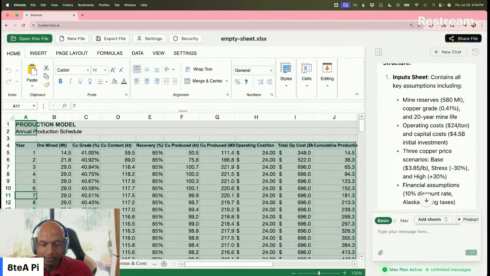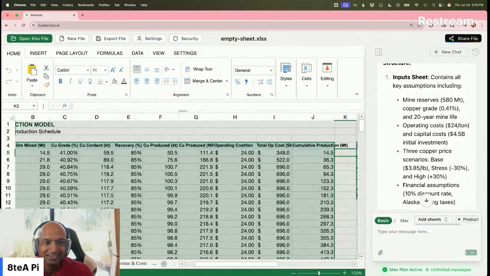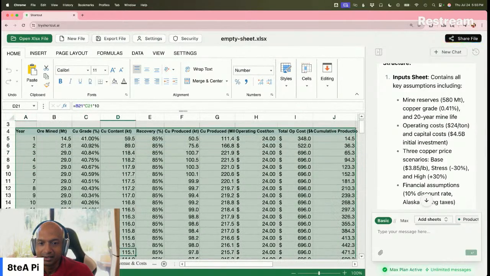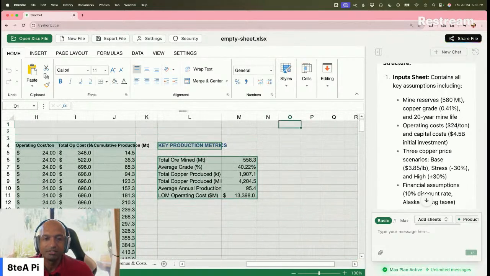So let's see. Year one, ore mined, copper grade, copper content, 59.5 kilotons. Ore mined, 14.5, 59.5 kilotons. That's a lot. Your recovery, 85%. Copper produced 50.5 kilotons. That's a lot. Cumulative production, 14.5. Operating cost. All right. Goes on. Total ore mined, 558. Average grade, 40 point. Total copper produced kilotons.